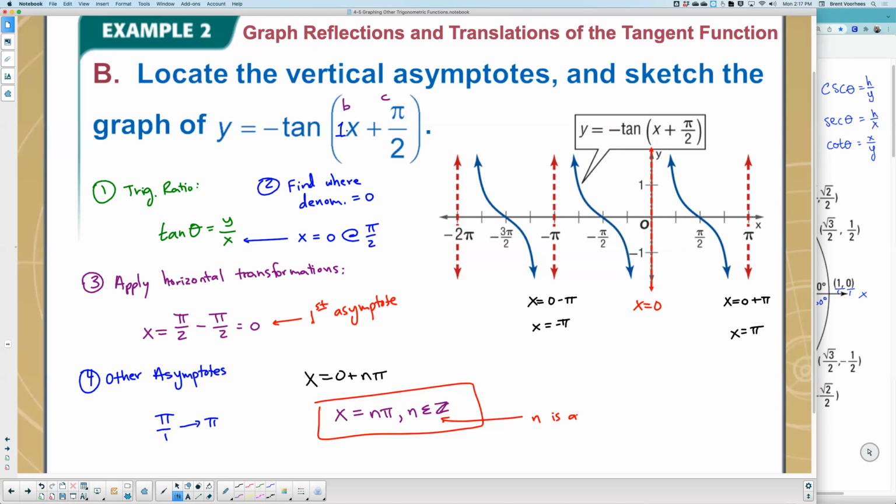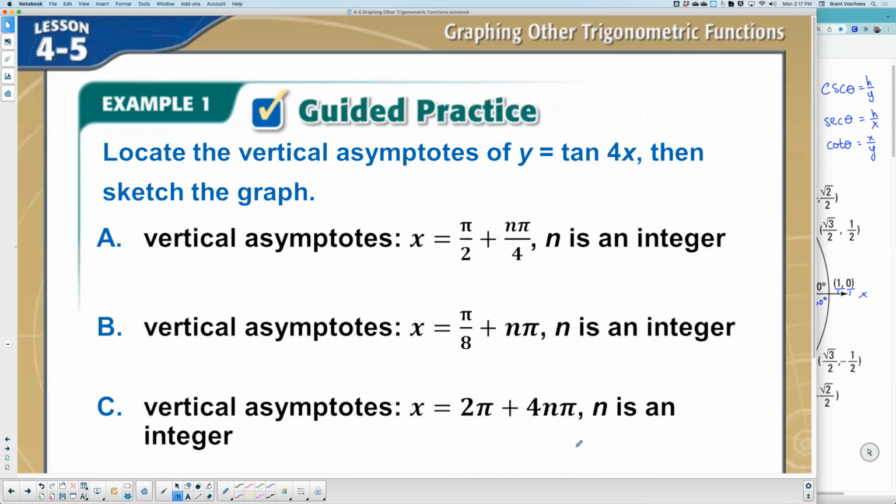Yes. Example 1 you were looking at? What about example 1?